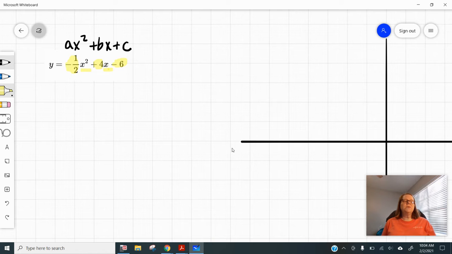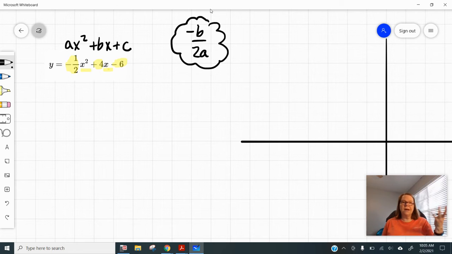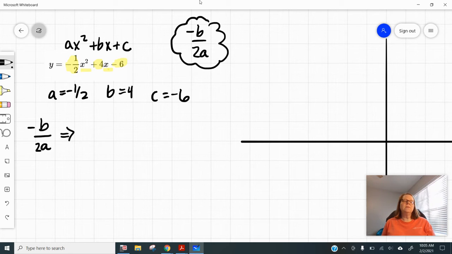The thing that we have to remember with standard form and graphing is that we've got to use this formula, negative b over 2a. That's going to be the key to figuring out where we're heading here. So I know that a is negative 1/2, b is 4, and c is negative 6. I'm going to plug into that formula, negative b over 2a. I've got negative something over 2 times something, and that is my template I use every time. It helps me make sure I'm remembering to negate the b value and to double the a.